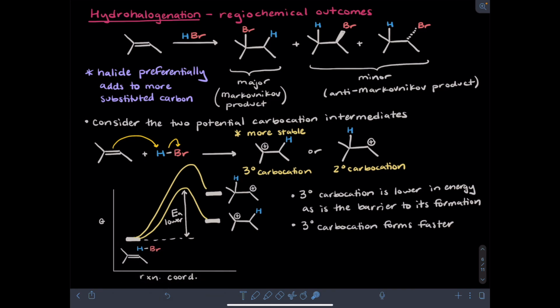Because it has the lower barrier, the tertiary carbocation will form faster. And the major product comes from this more stable carbocation intermediate that is tertiary. So the reason we see more of the product, where bromine has added to the more substituted carbon, is because we preferentially formed a carbocation at that position, and wherever the carbocation was, the bromide nucleophile adds.